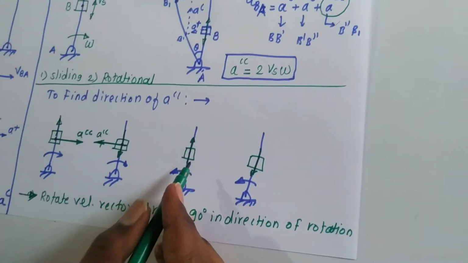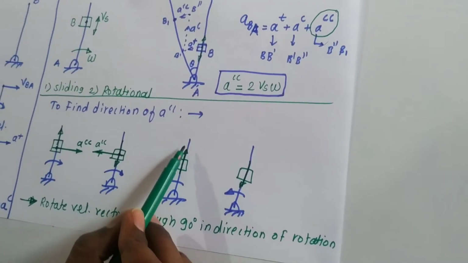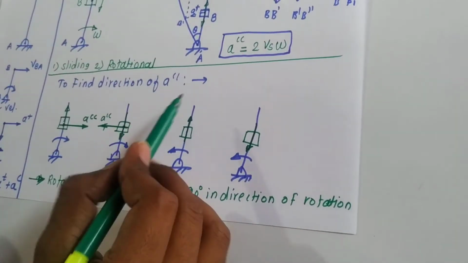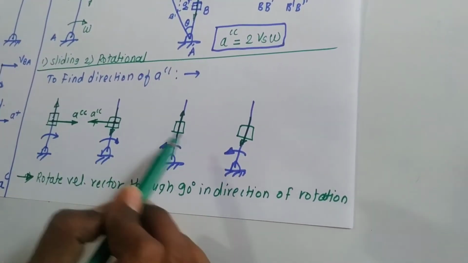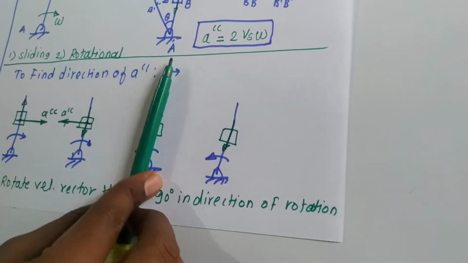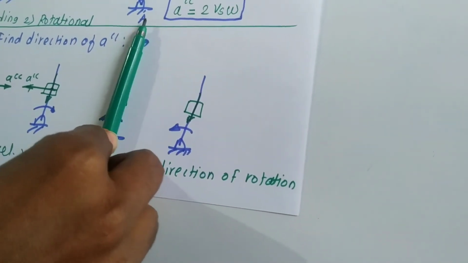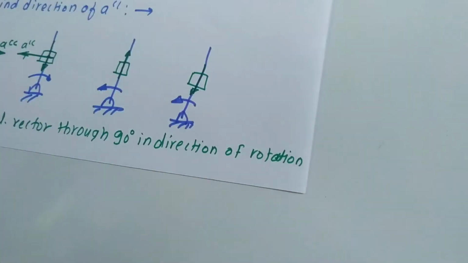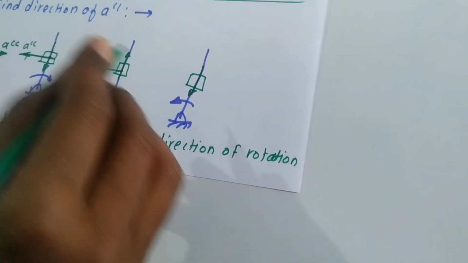Now you tell me, in this case, where is the velocity vector? You see the tip of the arrow. It is moving upward. How to rotate? See the direction. It is very simple. Rotate the velocity vector through 90 degrees in the direction of rotation. How does it rotate? Anti-clockwise. Where is the vector? Upward. So rotate anti-clockwise through 90 degrees. So this is your Coriolis component direction. You can try this for the last case and tell me.